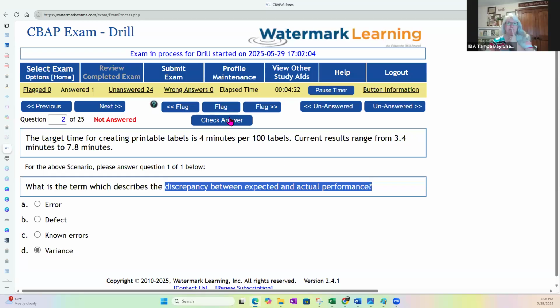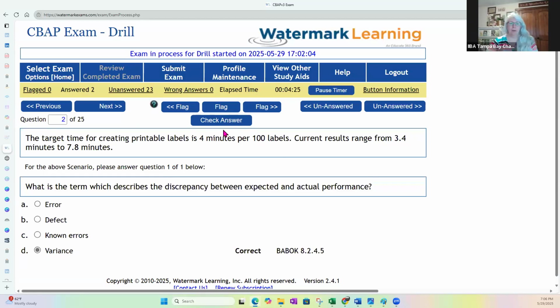Okay, let's test it. You are correct. Very good. So it's a variance. Look at that section if we can, because that is classic Six Sigma stuff. Yes, it is.